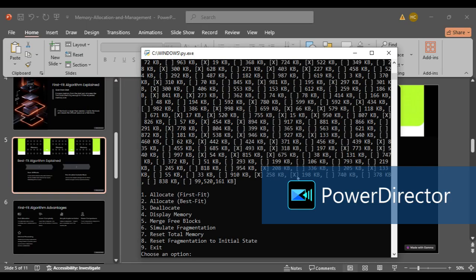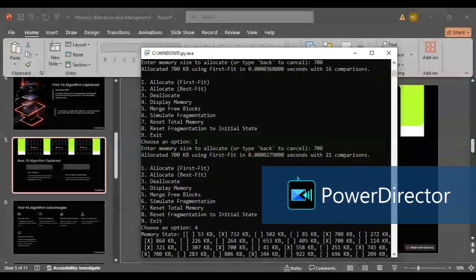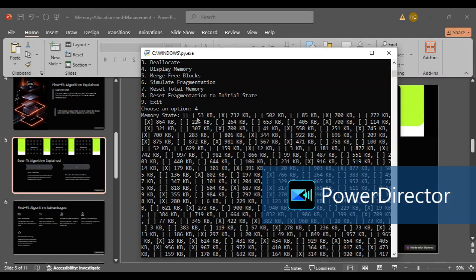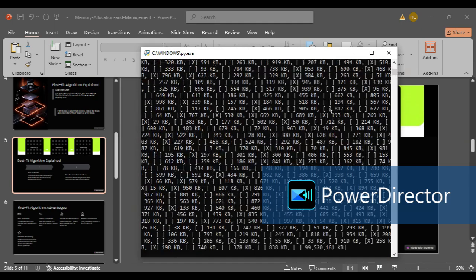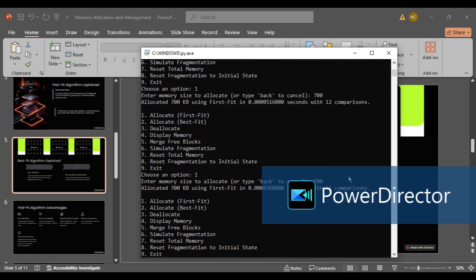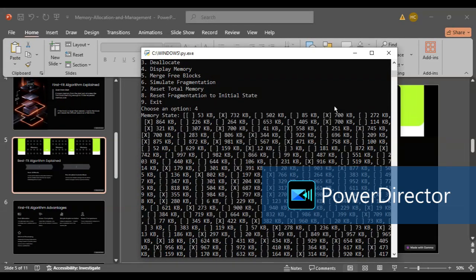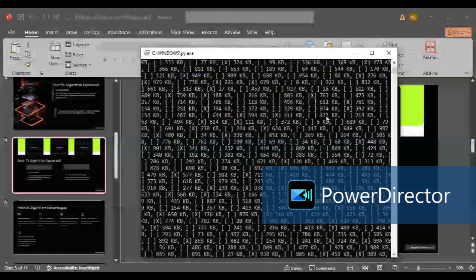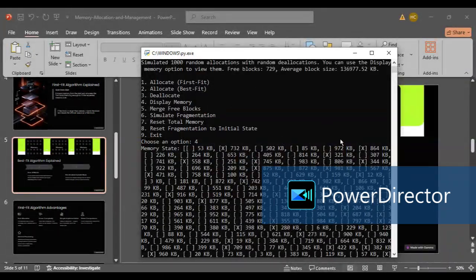So using option 4, display memory. So we'll start. This was the first, second, third, fourth, fifth. So we saw a fifth comparison here. Yes, so 5 comparisons. So it found a block available to accommodate 700. So which block was that? The fifth block was 972. So this is how the first fit works.